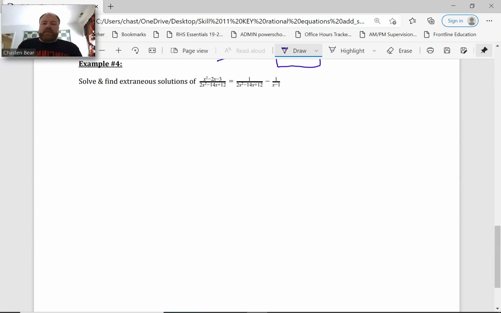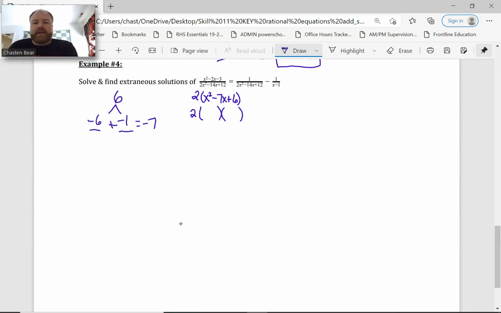Last problem, this one, again, we'll notice that it looks like we have common denominators for 2 of these, but I'm going to factor out the 2. And that gives me x squared minus 7x plus 6. Let's see what multiplies to 6 and adds to negative 7. That'll be negative 6 and negative 1.